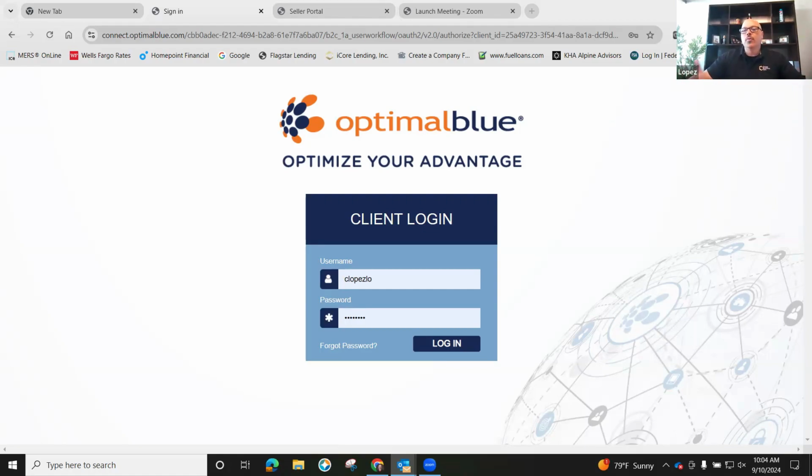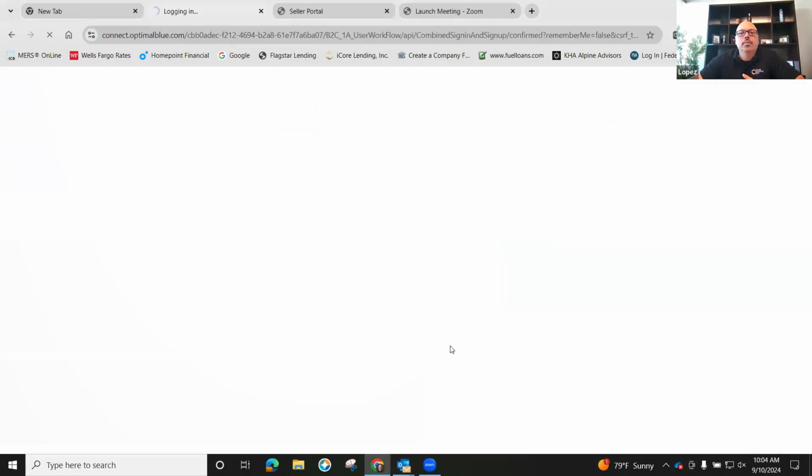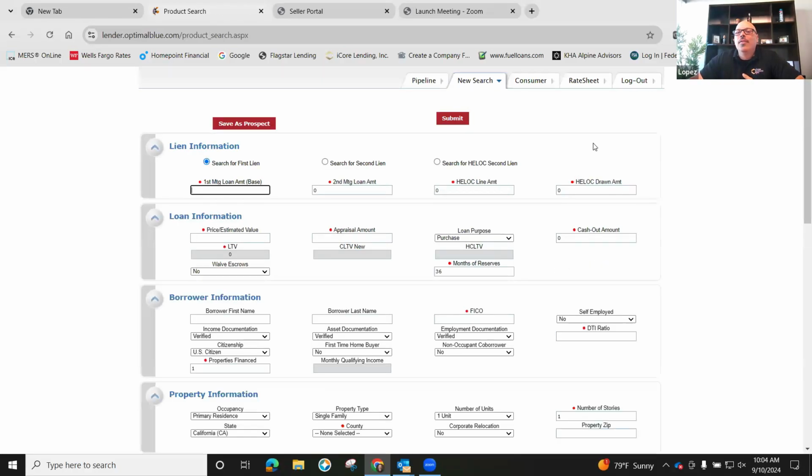So if you do this through Encompass, which I will show you later, when you price it through Encompass, it's going to automatically populate what your loan qualifications are. So I'm going to log in as a regular loan officer. And this is what you're going to see when you log in. It's going to be a blank page. It's slow. There we go. Okay, so this is what you're going to see.